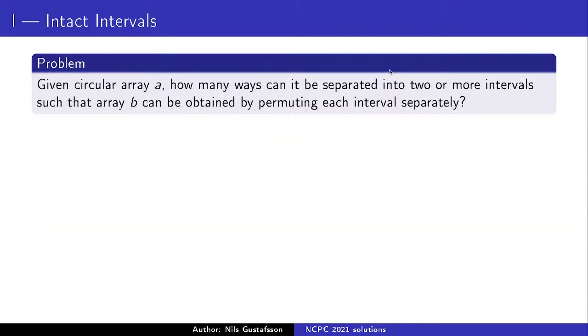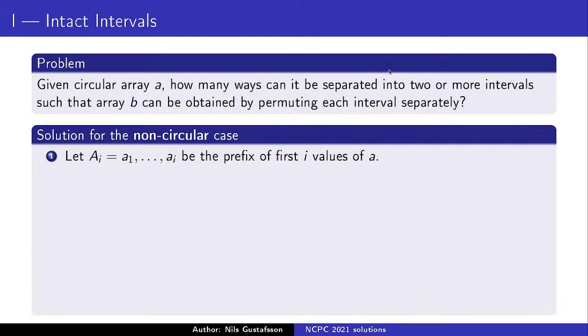Right, next we had problem I, intact intervals. And here we were given a circular array A, and we wanted to figure out how many ways we could separate it into 2 or more intervals. So we wanted to cut this up in some positions, such that some other array B could be obtained by permuting each of these intervals separately, without moving the intervals around.